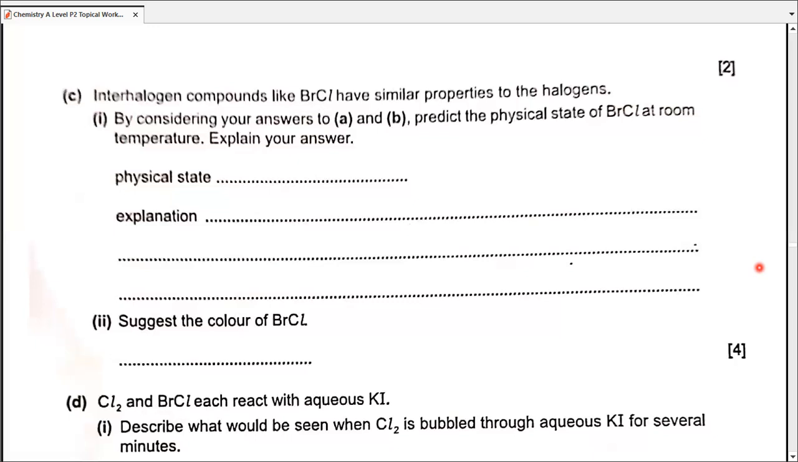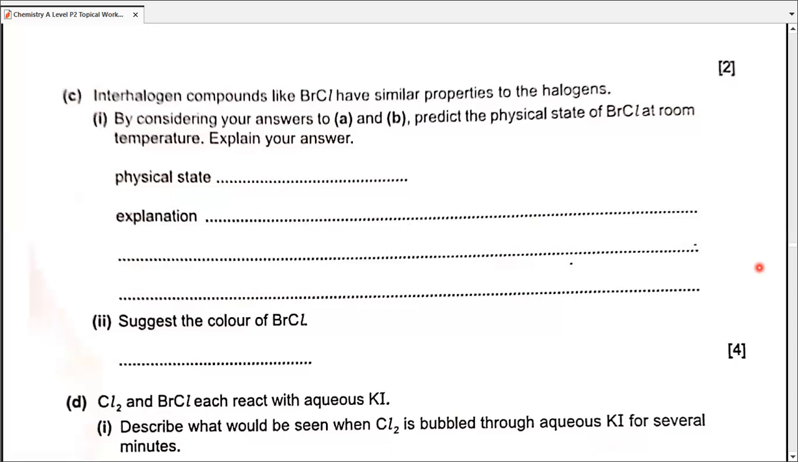So bromine is a liquid at room temperature, and chlorine is a gas. And if you have something in between, what are the chances? Because we have one atom of chlorine and one of bromine, we have something in between. So most likely, it is a liquid.